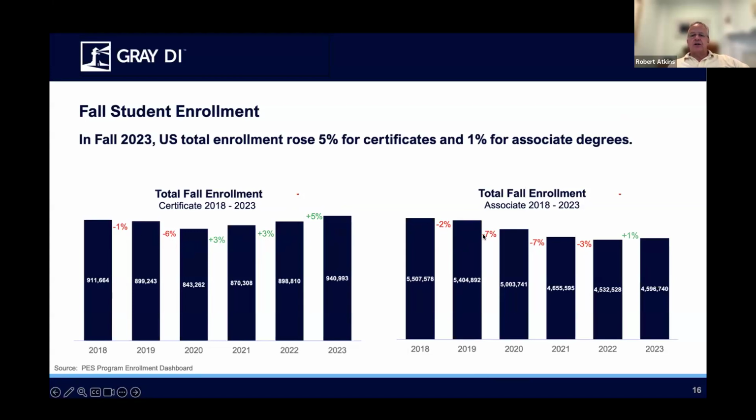Total fall enrollment for associates has been an even grimmer picture, down a total of 18% between 2018 and 2022. But we're finally turning the corner. Associate enrollment up 1% in 2023. I hope that continues as we move forward. At a minimum, let's hope that the losses have stopped.